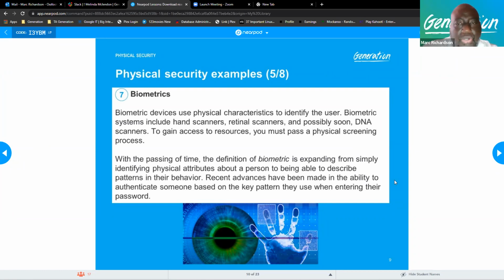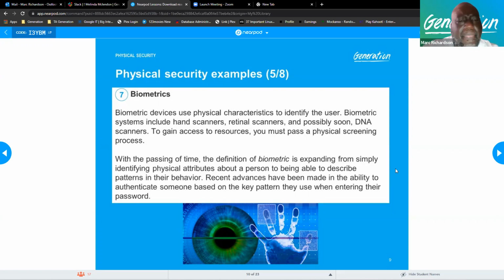Biometric devices use physical characteristics to identify the user. Biometric systems include hand scanners, retinal scanners, and possibly soon DNA scanners. To gain access to resources, you must pass a physical screening process. With the passing of time, the definition of biometric is expanding from simply identifying physical attributes about a person to being able to describe patterns in their behavior. Recent advances have been made in the ability to authenticate someone based on the key pattern they use when entering their password. That's a little bit of what Kelly was talking about yesterday.